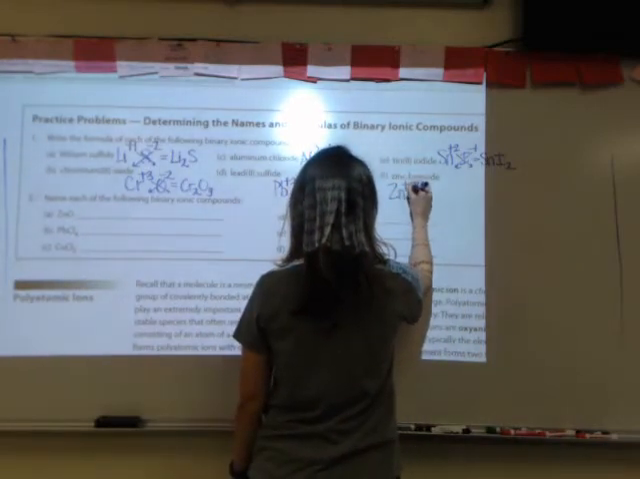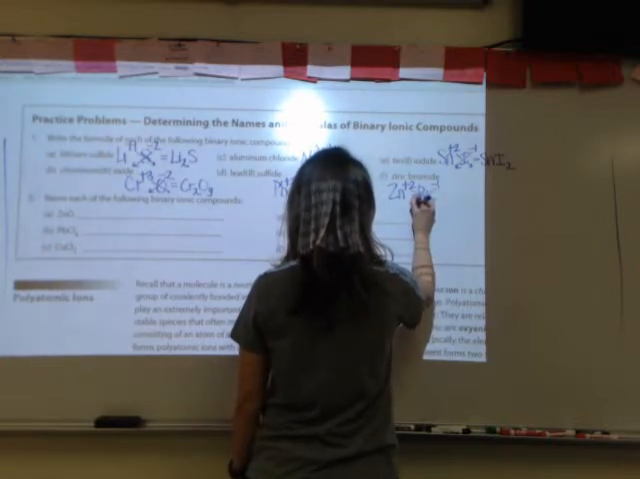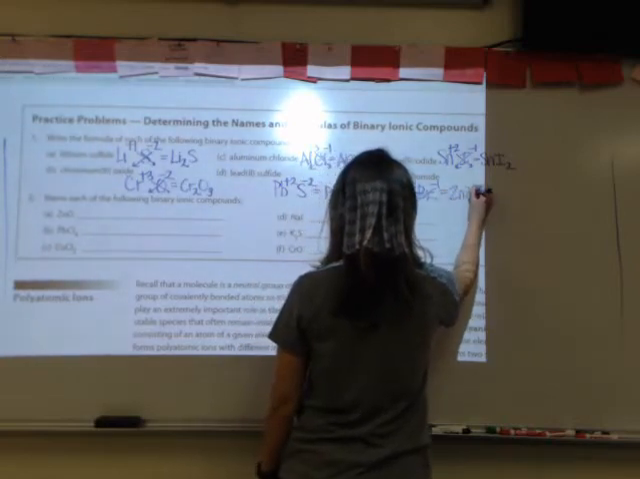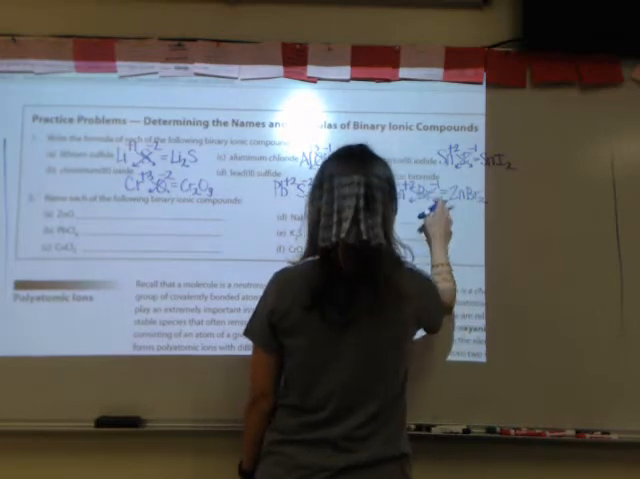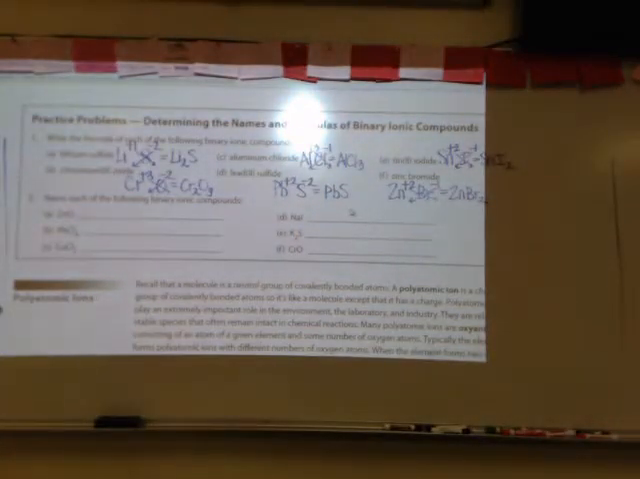Zinc bromide. Zinc has an assigned charge of +2. We're going to cross the numbers in the charges. We get ZnBr2. We do not write the number 1 as a subscript on the zinc.